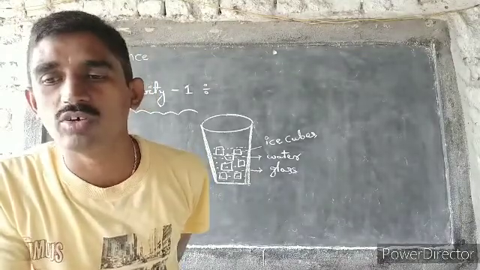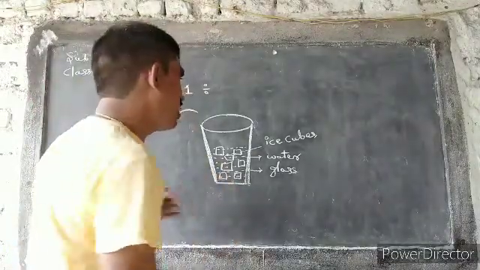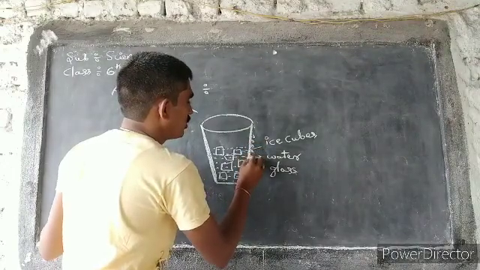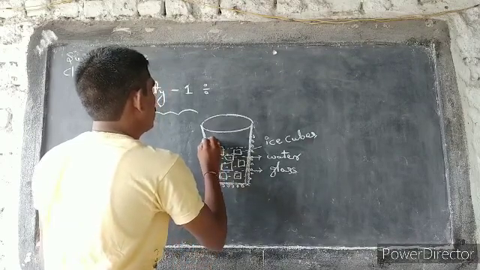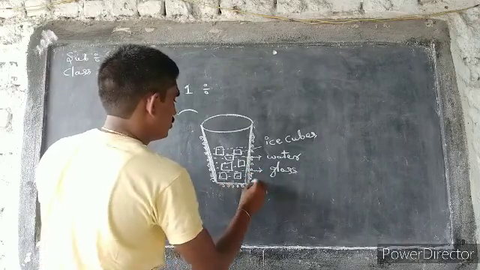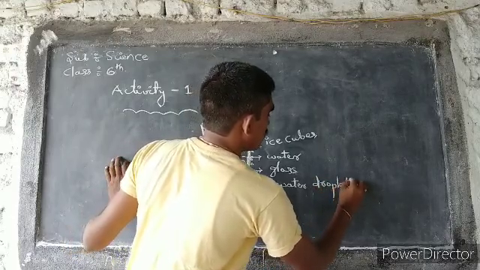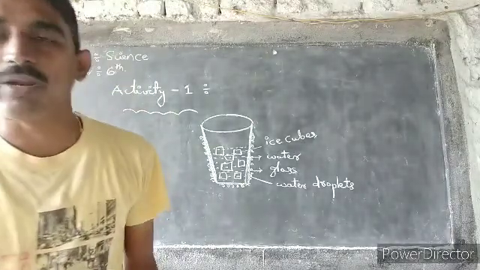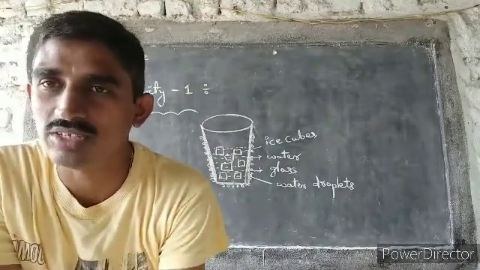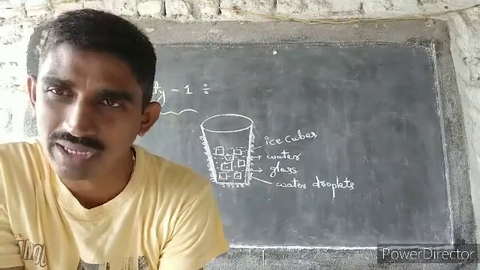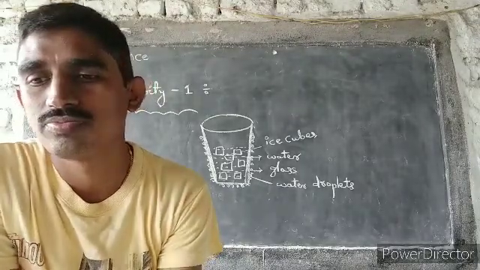We can observe, students, the formation of small drops of water, like water droplets. We observe water droplets on the surface of the glass, students. Okay, students? I think you can do this experiment in your house also. It is easy for you.